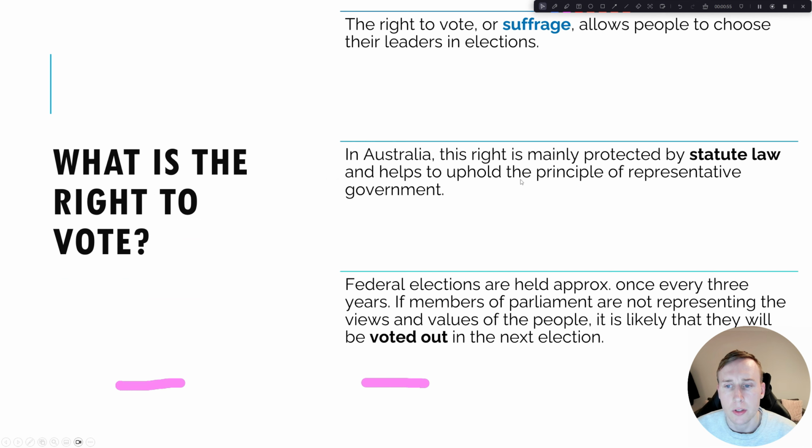So first of all, the right to vote is pretty straightforward. It is known as the right to suffrage, and what that involves is allowing people to choose their leaders that represent their views and values. In Australia, we have a principle known as representative government, and we do this by having elections every 3 years, roughly, for federal. That basically allows us to vote out people that aren't doing a great job, and it keeps everyone in Parliament very accountable to make sure they're consistently upholding the views of the majority in Australia.